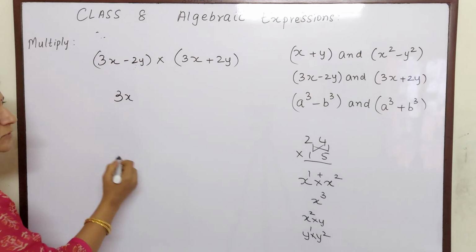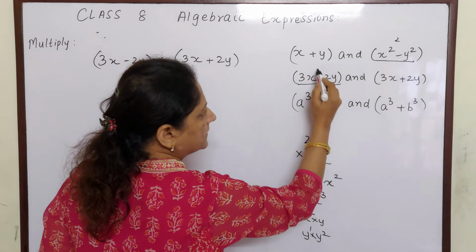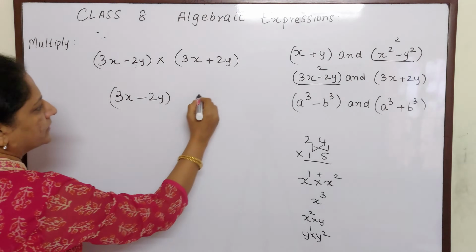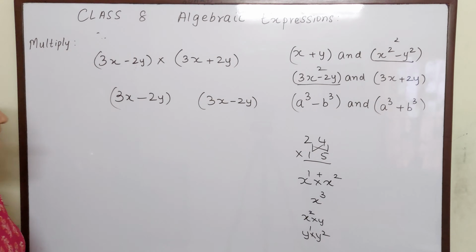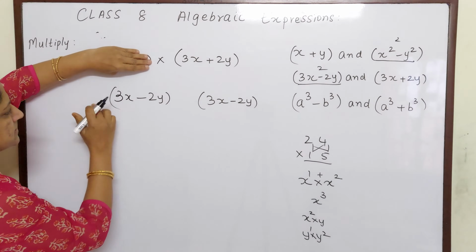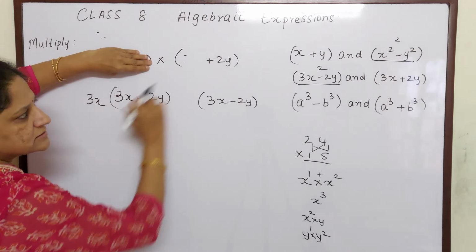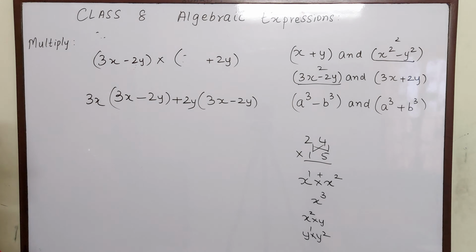In the previous sum also, children, I wrote this twice. Now here also I am writing this 2 times. 3x minus 2y into again 3x minus 2y. Now I will finish writing this twice. Now I will bring here 3x before this. If I bring here 3x, what is remaining, children? Plus 2y, that I will write here. Hope you understood this step, children.